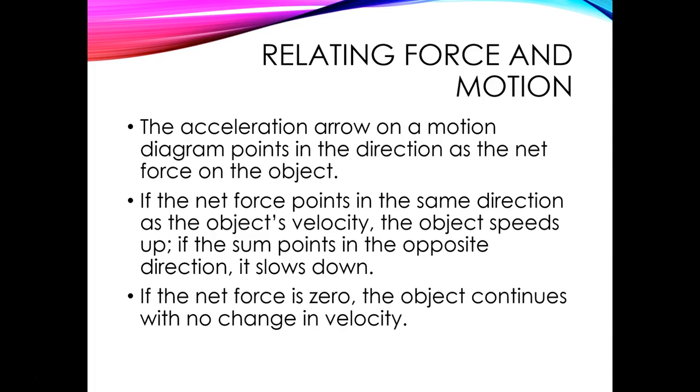If the net force is 0, that means the object continues to do whatever it's doing with no change in velocity. If it's at rest and the net force is 0, it's going to stay at rest. Let's say it's moving and there's two forces on it, but the net force of those two forces is 0. That means it's going to keep moving at that constant velocity. So a net force of 0 just means we're moving with constant velocity.